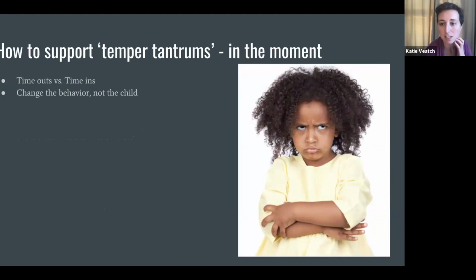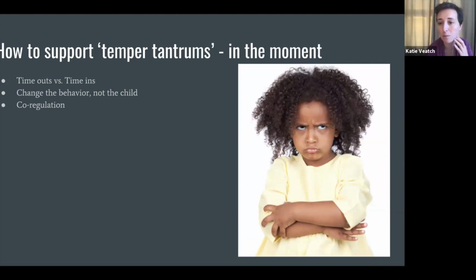We want to think about changing the behavior, not the child. This is a nice concept. There's nothing wrong with the child. They're just making a poor choice in this moment, or they're having a hard time in this moment. Co-regulation, they need us to co-regulate. We can't separate ourselves from a child who's having an emotional storm. They don't know how to regulate their own emotions. They just don't have it.